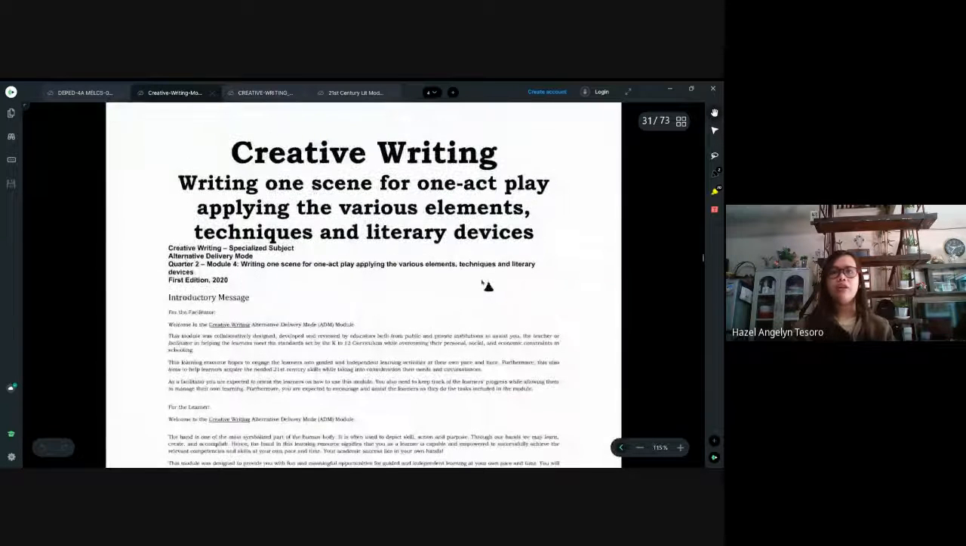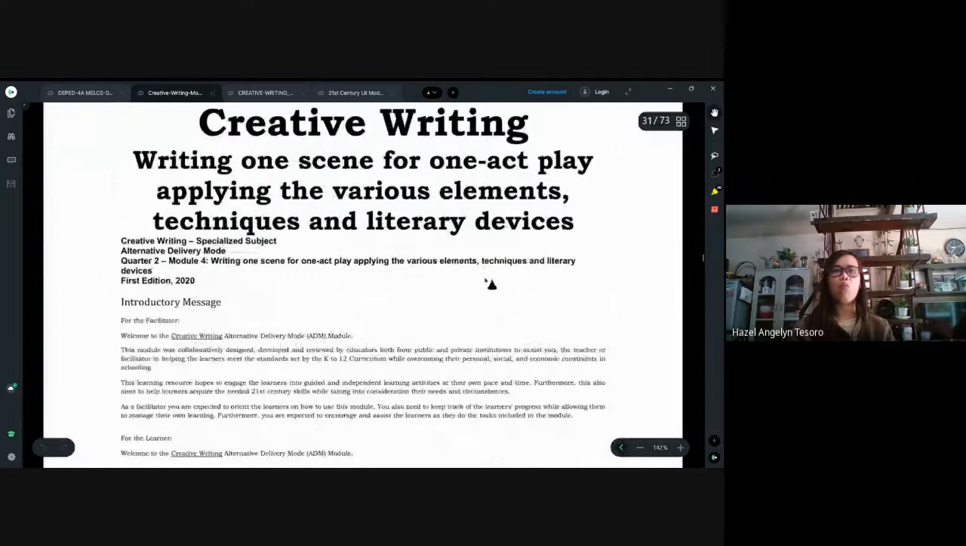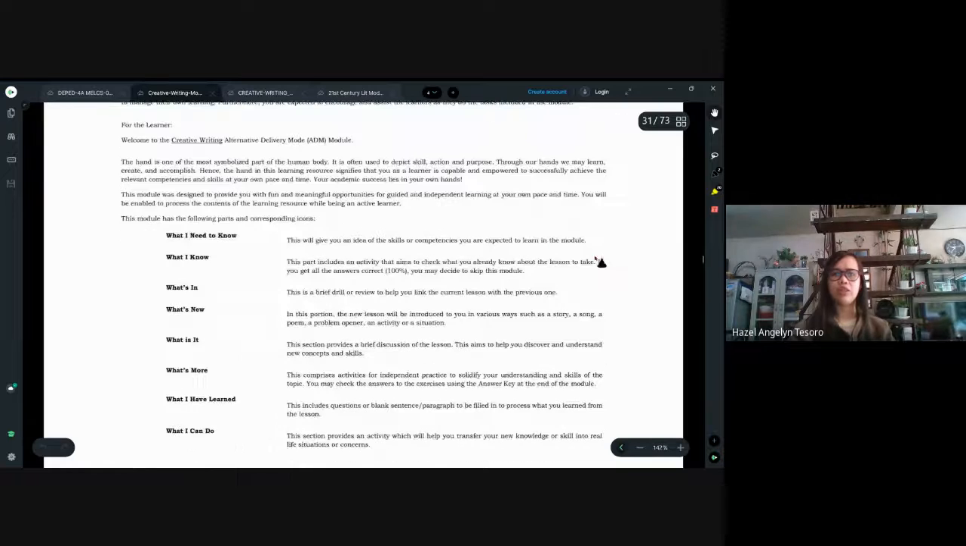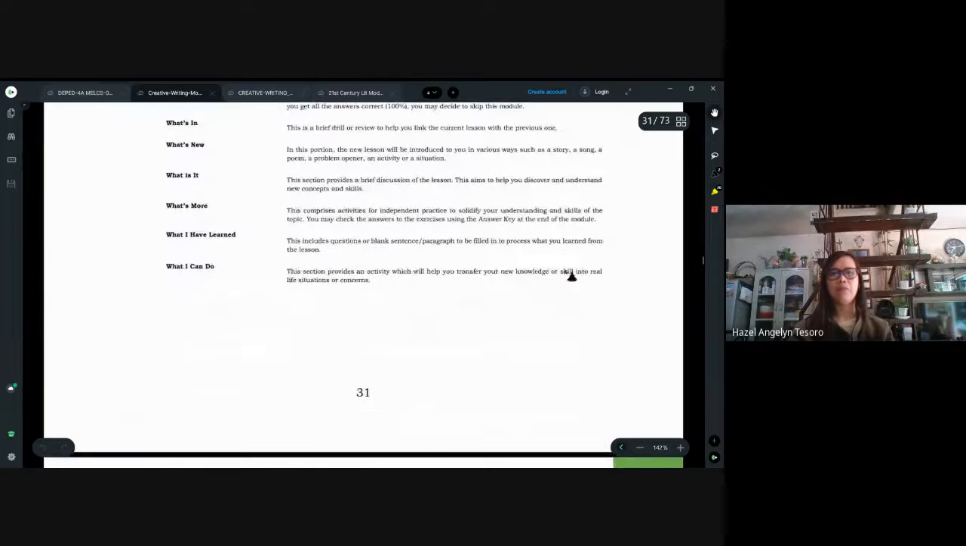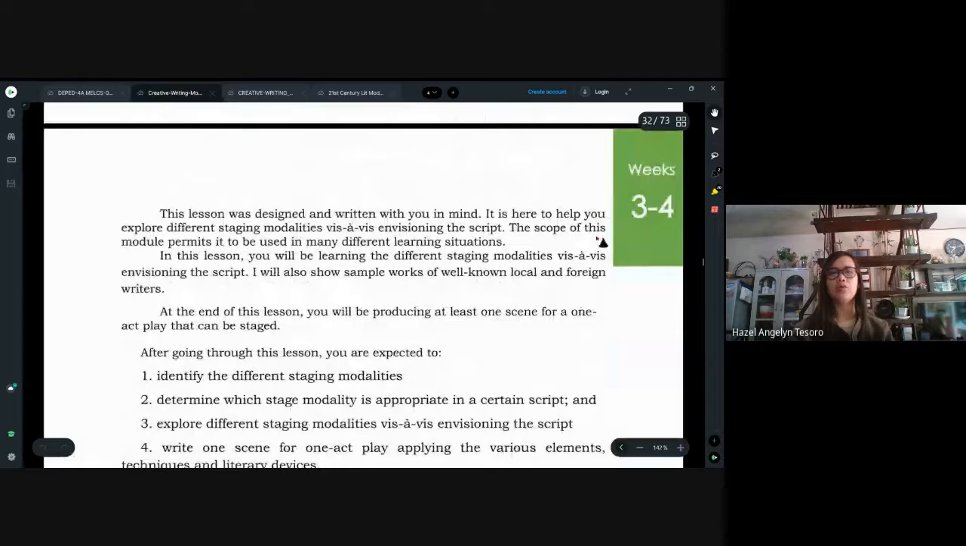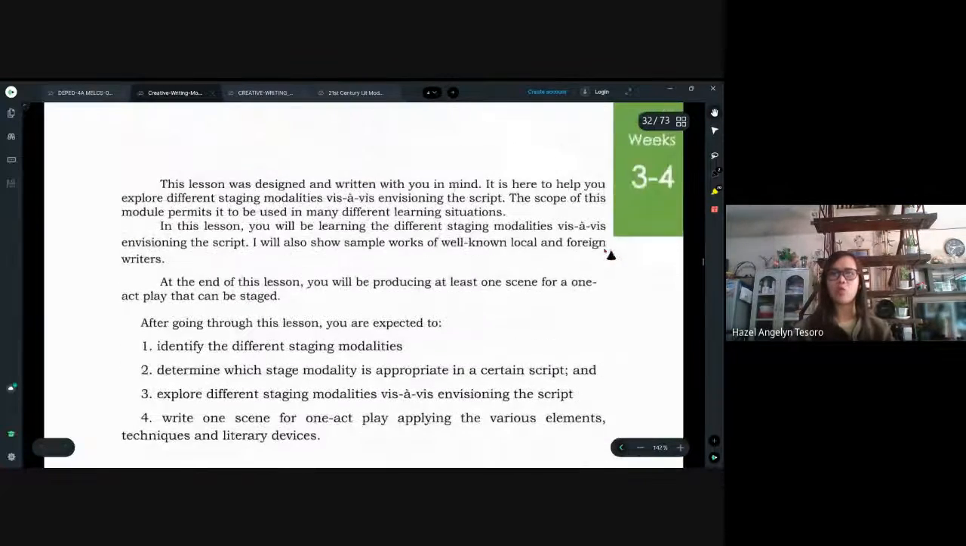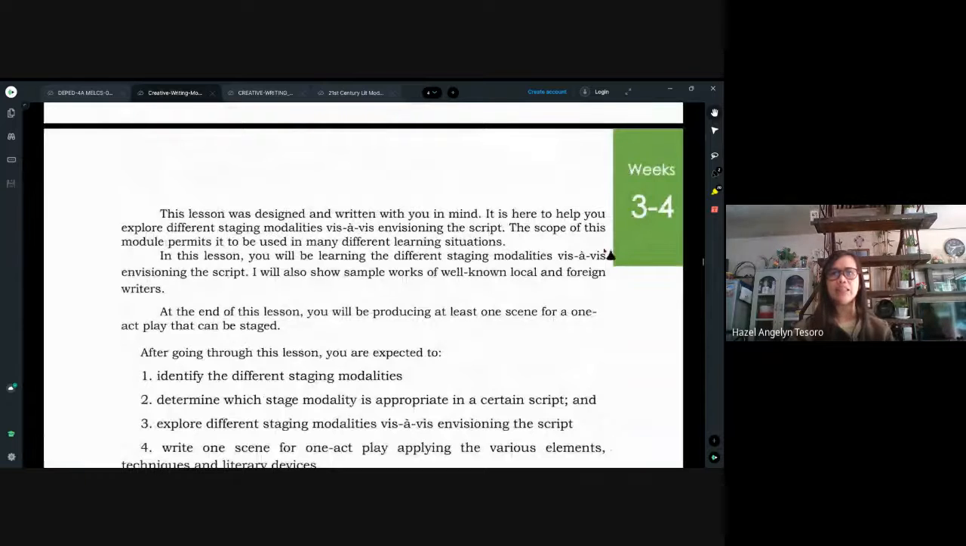Okay, so now we have our lesson for this week. You're going to write a scene for a one-act play applying the various elements, techniques, and literary devices you learned from the previous sessions. This is just an introductory text and the parts of the module. But now you can just go directly to weeks 3 and 4 on page 32. That's where your learning really begins. So we can explore that.